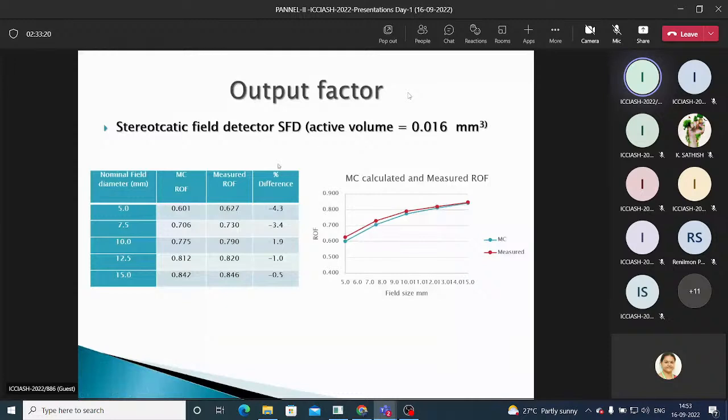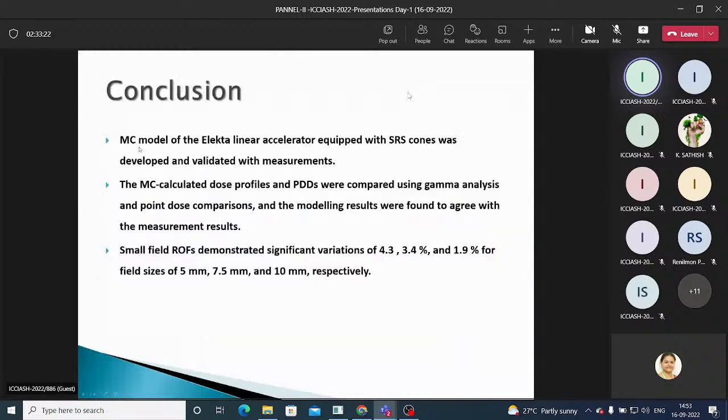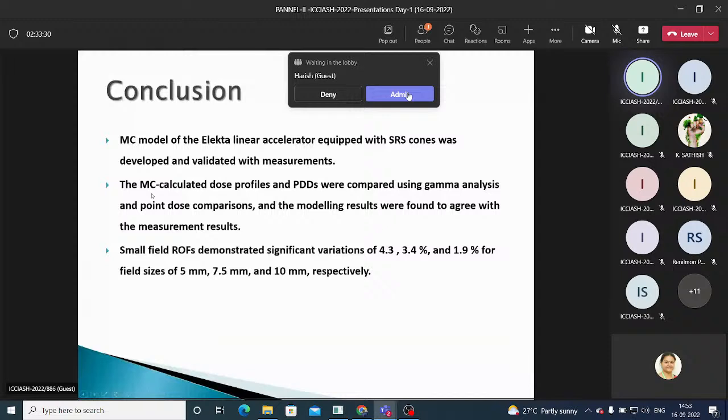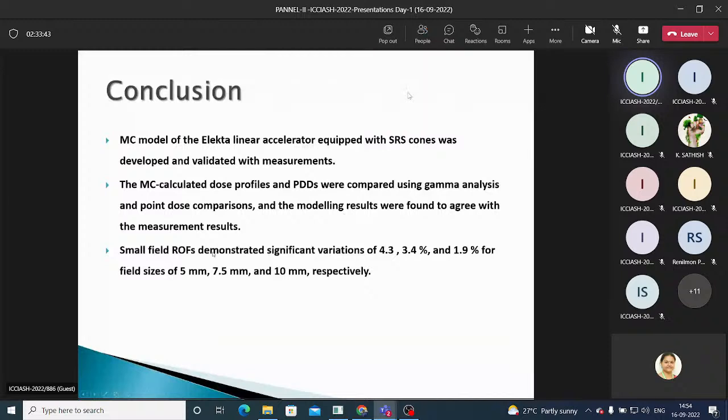In conclusion, a Monte Carlo model of the linear accelerator equipped with the SRS cone was developed and validated with the measurement. Monte Carlo calculated dose profiles and PDD were compared using gamma analysis, and the point dose comparisons and modeling results were found to agree with the measurements, and the relative output factor demonstrated significant variations of 4.3 to 3.4% at different field sizes, especially at low field sizes. These are my conclusions, and these are some of the references.